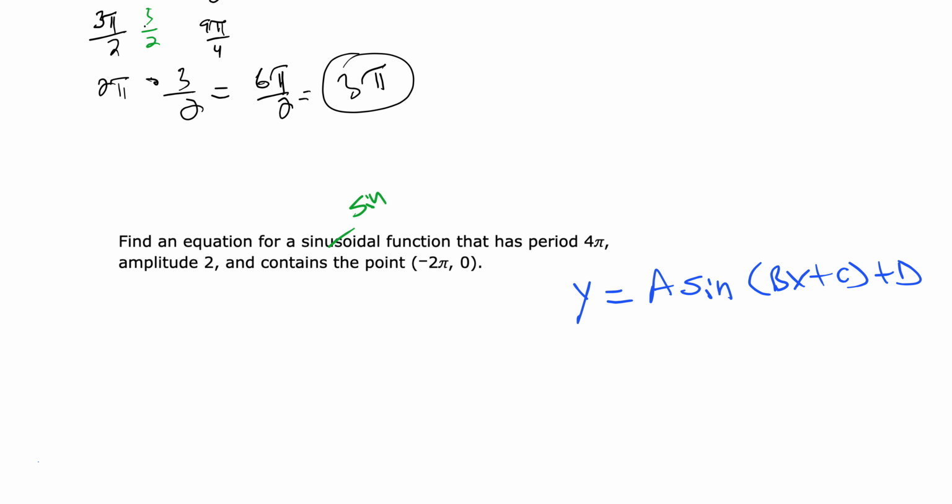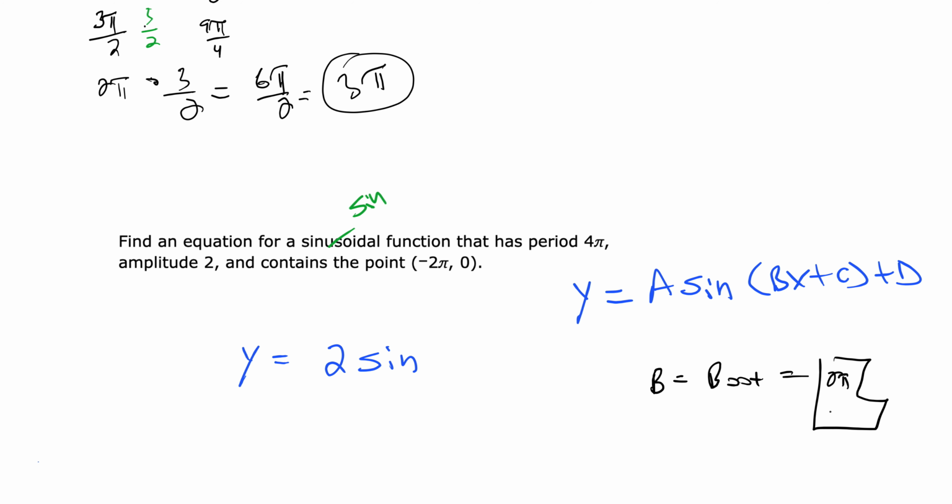All right, so what do we know so far? There's some stuff that we know. Where does amplitude go? For what letter? Amplitude is 2. A. So 2 sine, and what can we figure out? Yeah, we can figure out b. How do we figure out b? B is equal to 2 pi over period.